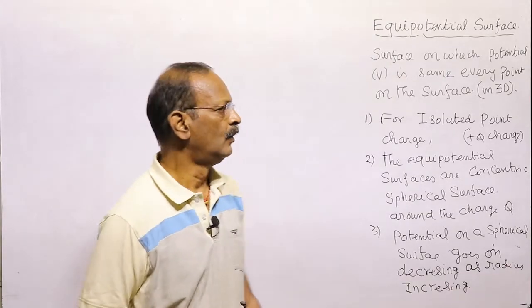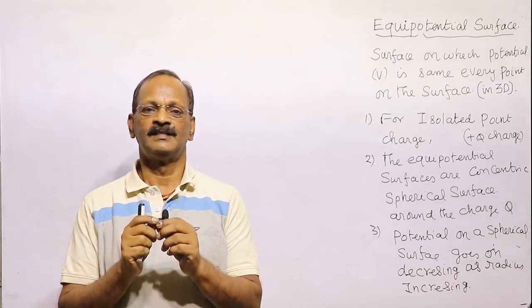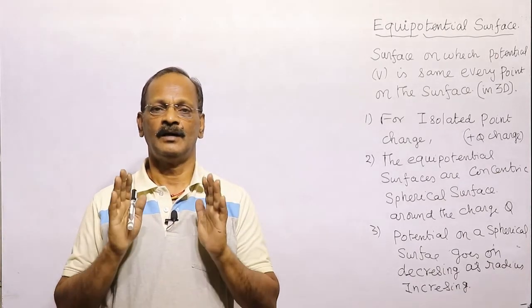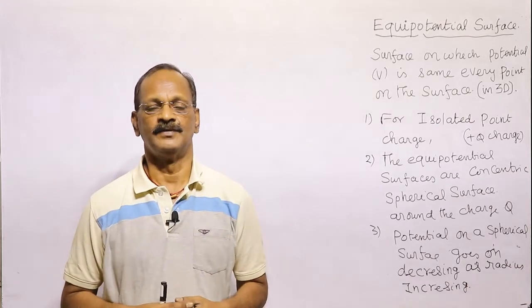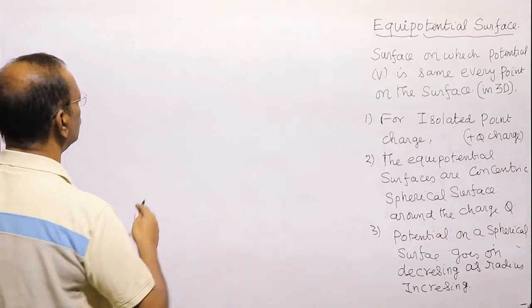Equipotential surface. What is an equipotential surface? Equipotential means the potential is equal everywhere on a particular surface.